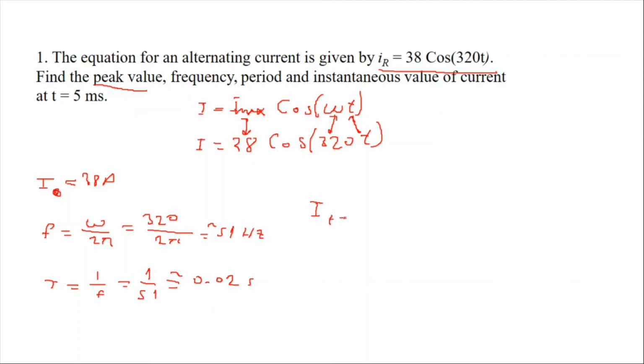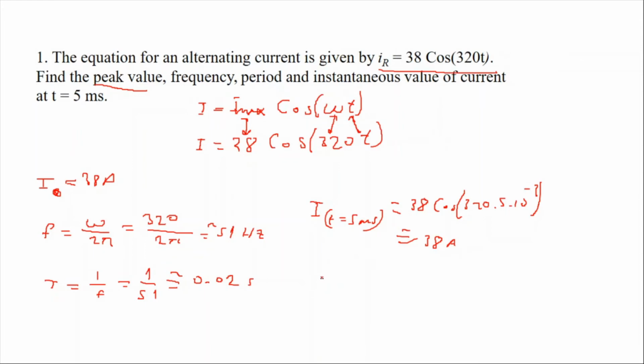And finally, the instantaneous value of current at t equal to 5 milliseconds. Current at t equal to 5 milliseconds will be equal to 38, the maximum value. I'm going to use this formula, 38 cosine 320 times the 5 milliseconds, which is 5 times 10 to the negative 3 seconds. So calculating this equation will give us approximately 38 amperes.